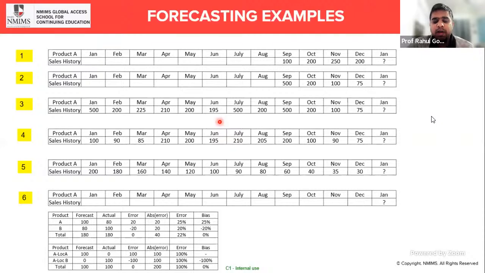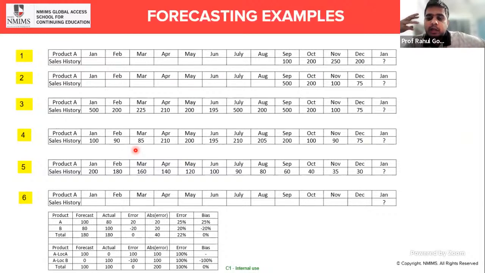Now look at case number four. 190, 85, 200, 200, 200, 195, 210, 205, 200, then back to 190, 75. So here you can clearly see that in the middle of the year, from April to September, there is an increased set of numbers, right? Which is almost twice the average of the non-season.